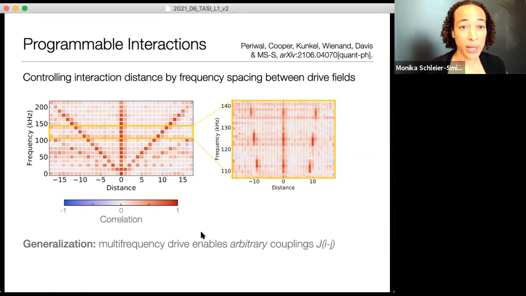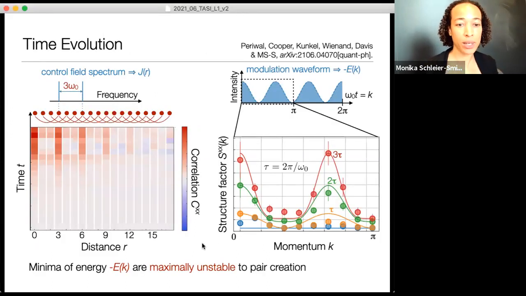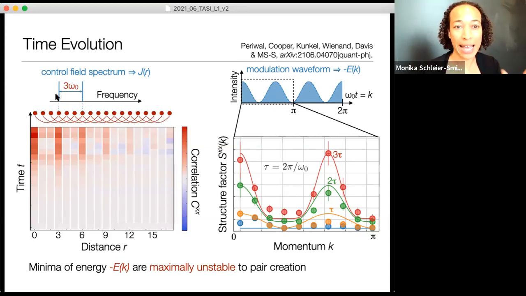Maybe just before we go into making more complex patterns of couplings, I'm going to briefly give you one other way that I like to think about this. I said before the frequency spacing between 2 teeth in my control field sets the distance at which I have interactions. Or sometimes I like to think about this, I can Fourier transform this and say the modulation waveform in time sets the dispersion relation, the energy versus momentum. This is a complementary way of thinking about this. So I can think of things either in the frequency domain and in real space, or in the time domain and in momentum space.